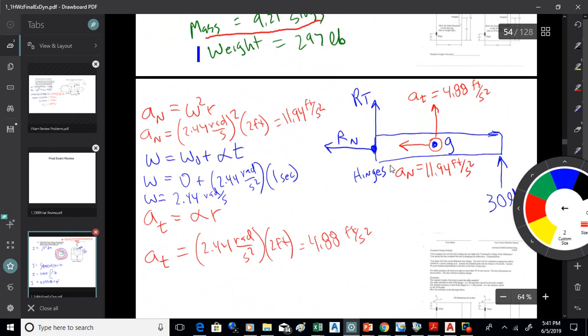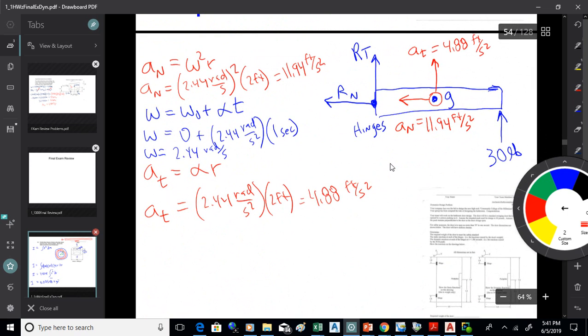Now here they are. The tangential is 4.88 feet per second squared, and the normal is 11.94. They're in the direction shown. I've got the reactions there on the left, and then the 30-pound push. Now the normal acceleration is omega squared r, and so omega we need to define. That's what's happening right here. We know what alpha is. It's 2.44 radians per second squared. We would multiply that by the time.